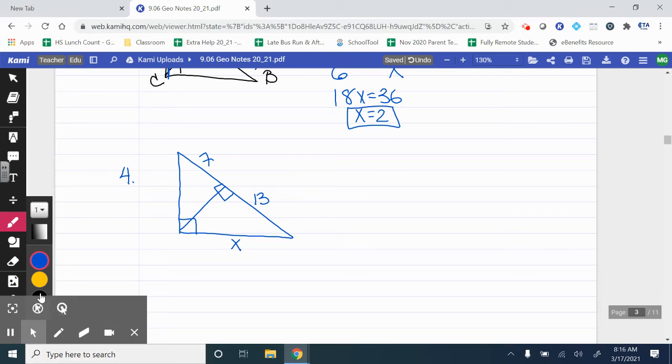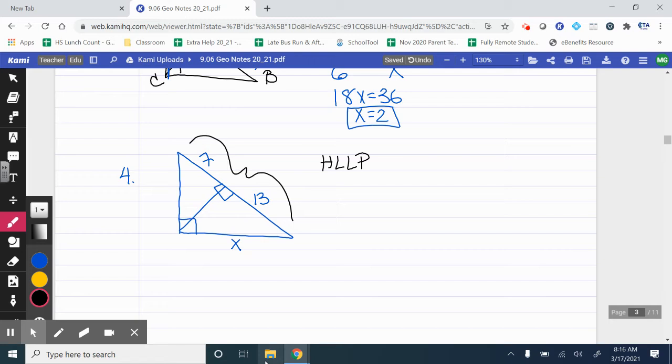All right, so for this one now, again, not given the altitude, not looking for it. So I'm thinking HLLP, and that means I need the entire hypotenuse of the big triangle. So to do that, I'm going to add 7 and 13 to get 20. So now I take 20 over the leg. Now I'm looking for this leg, so that's why I want to use this one, equals that same leg over the part closest. So which part of the hypotenuse is closest to X? And that would be the 13. And then we cross multiply and solve.